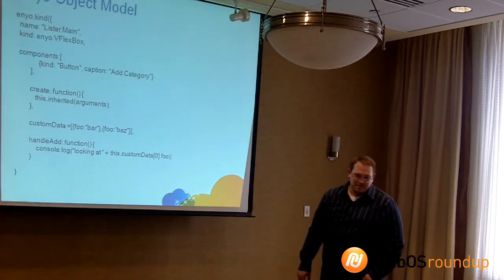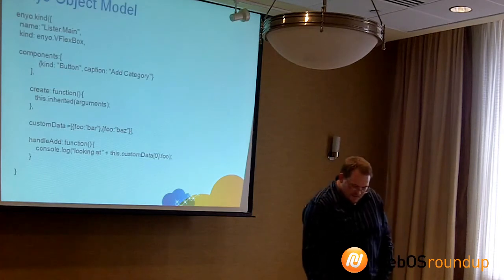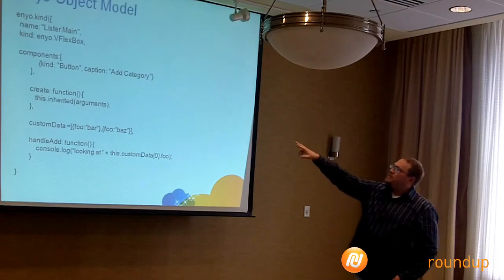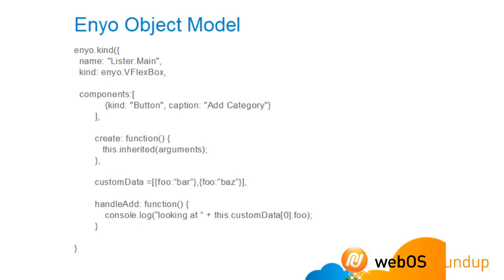I have no idea what he was trying to say on this slide. All he's done is he's set up things a little bit for lister.main. He changed it. Now for your setup you have a button, add category.